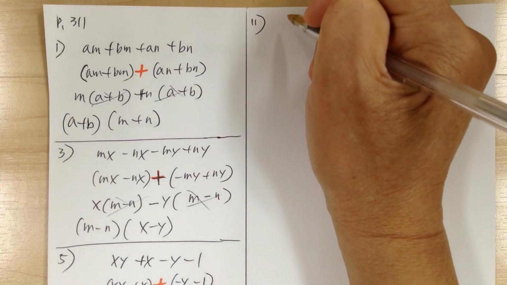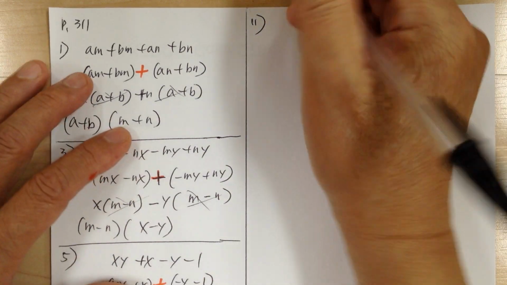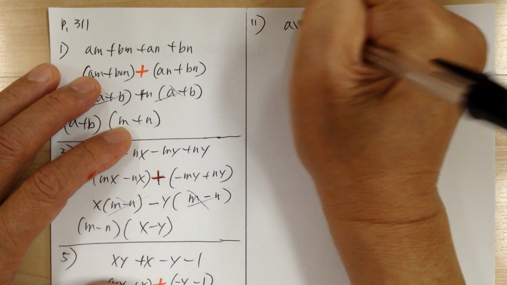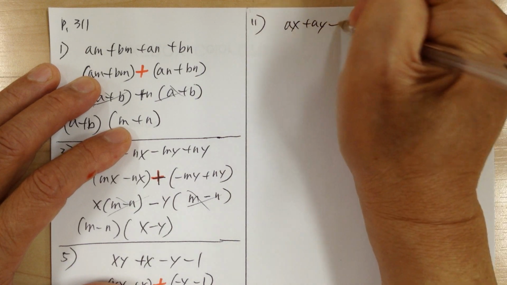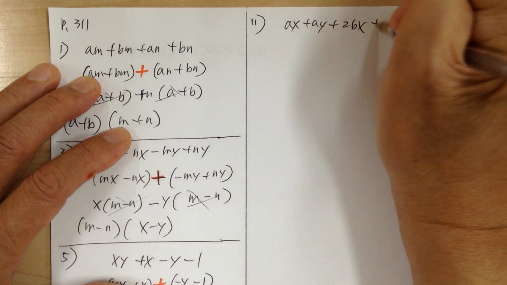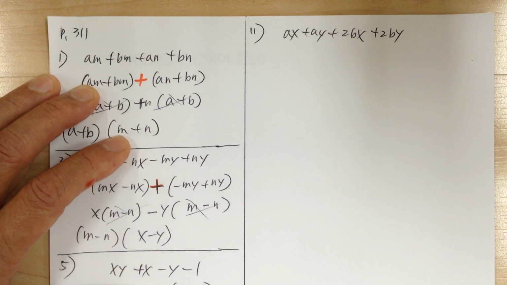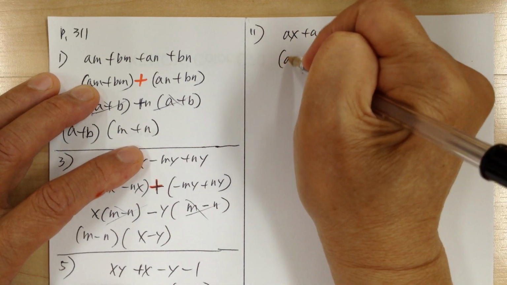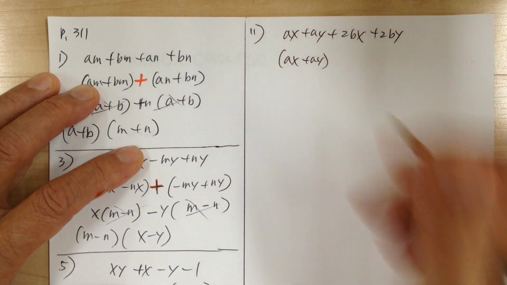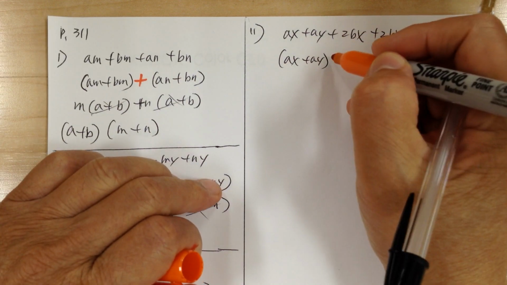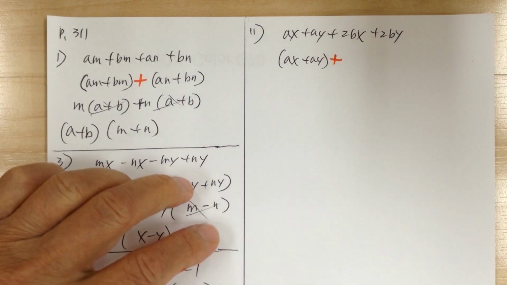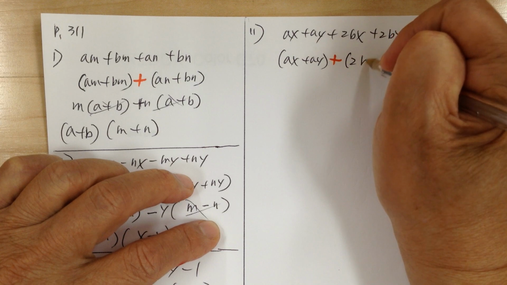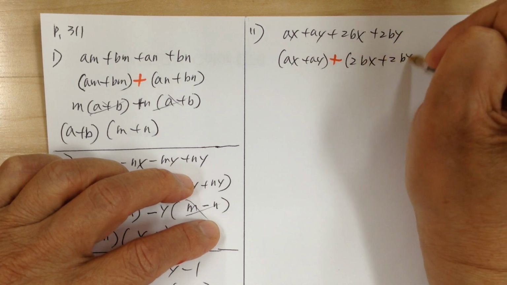Okay, number 11. Okay, you have ax plus ay plus 2bx plus 2by. Okay, so I can group them. So ax plus ay, and always put a plus between the group. Okay, so you got 2bx plus 2by.